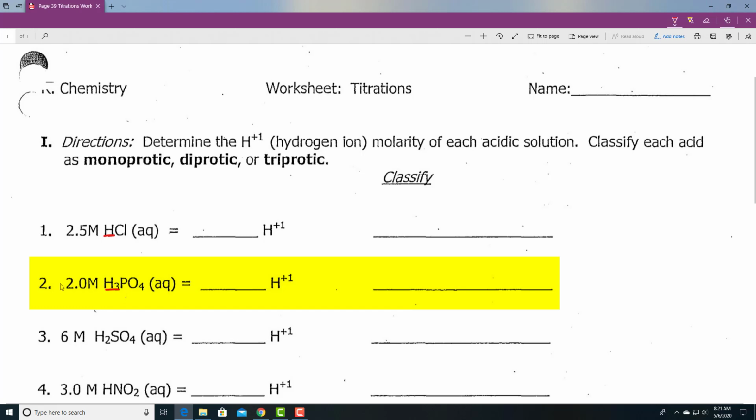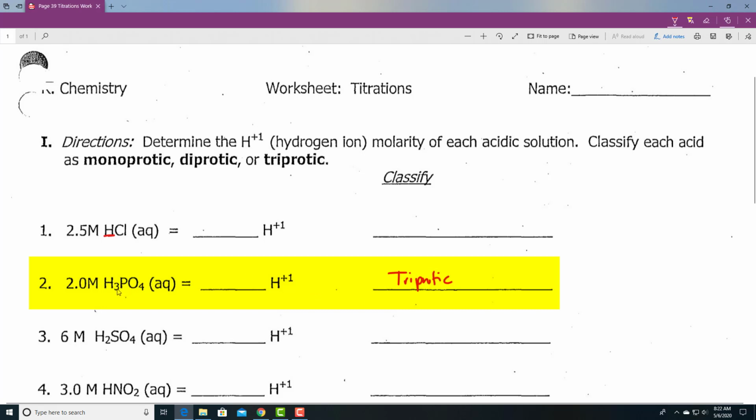So I'm going to do number 2 as an example for you. Okay. And this one is 2 molar phosphoric acid. Now phosphoric acid has 3 hydrogens. That means that it is triprotic.